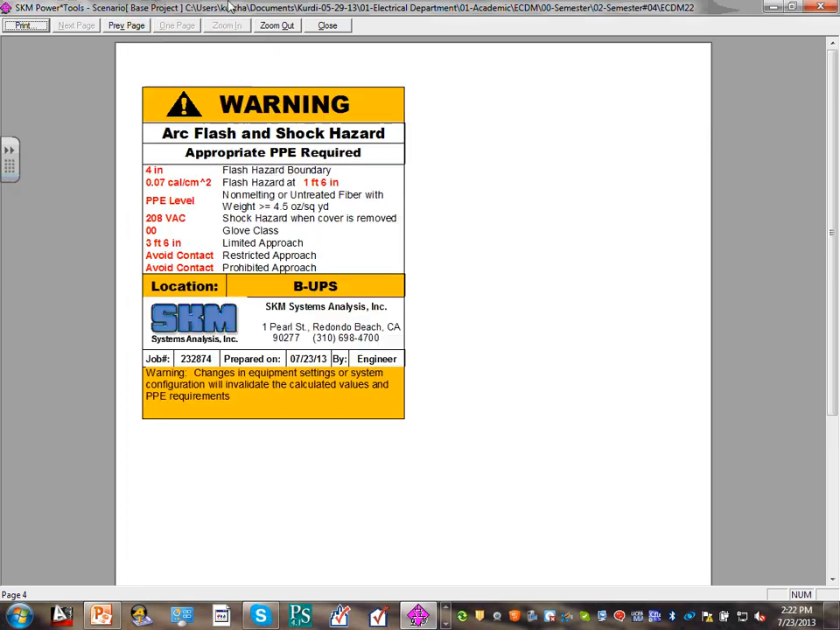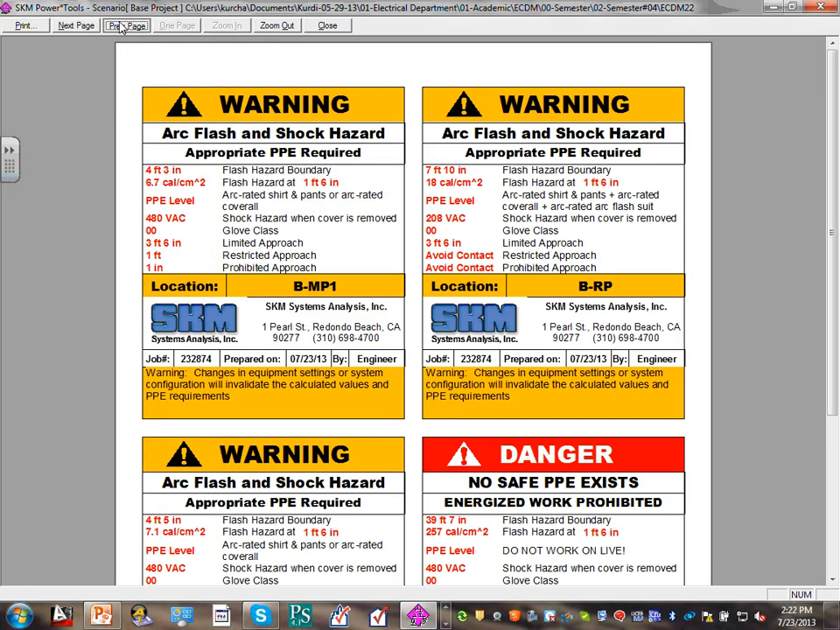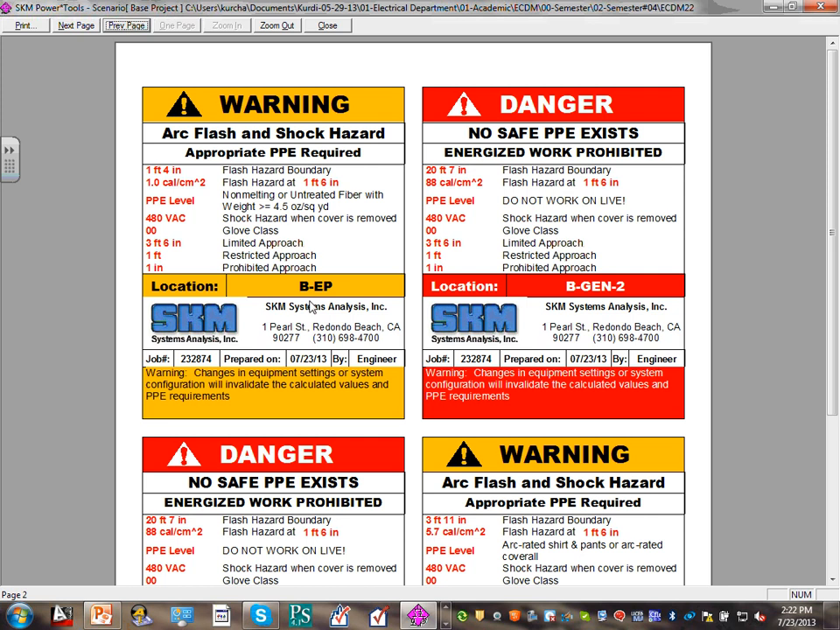Any comments, guys, about these? Any questions? You guys do this all the time, and then you send them to make your labels for your equipment. That's the hard part, the proper label.